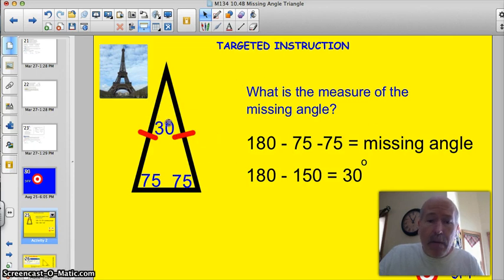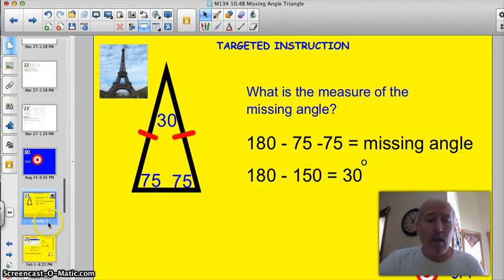If I want to double check my answer, it's real simple. I just say 75 plus 75 is 150, plus 30 more is 180. If my answer totals up to be 180, I'm right. Okay? I'll show you some other tricks throughout the night as well.